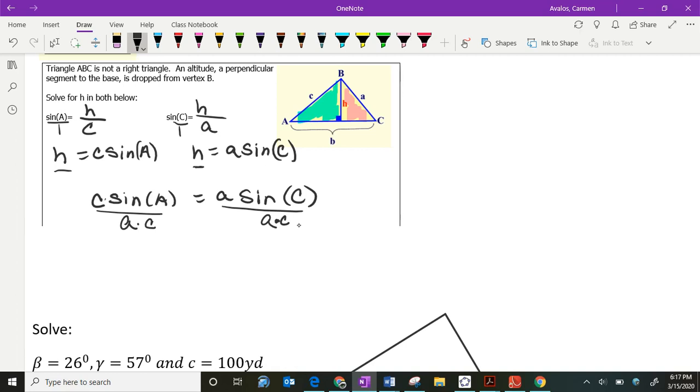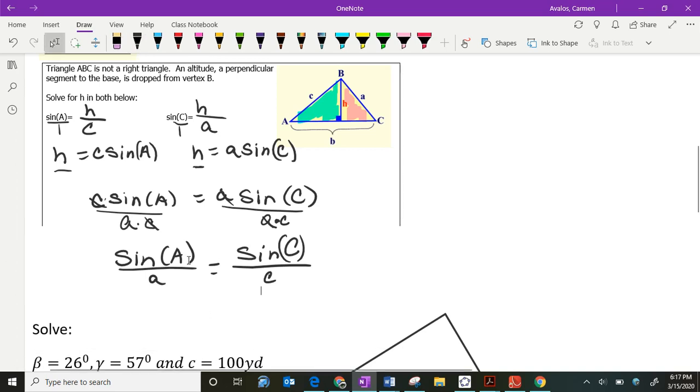And so what happens is that c and that c and that a are going to cancel, and I get sine of A over a equals sine of capital C over little c. And so that is a proportion. Notice what they have in common: angle A, side a. So the sine of angle A over side a, and then the sine of angle C over side c.